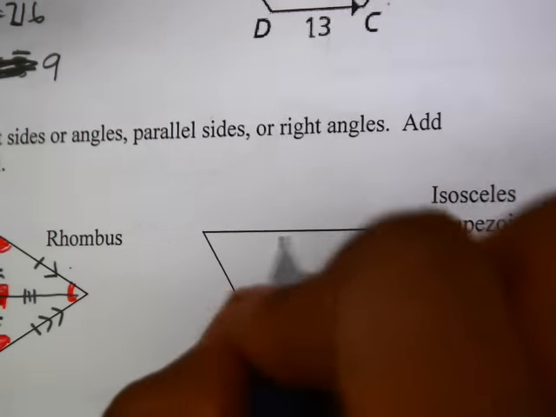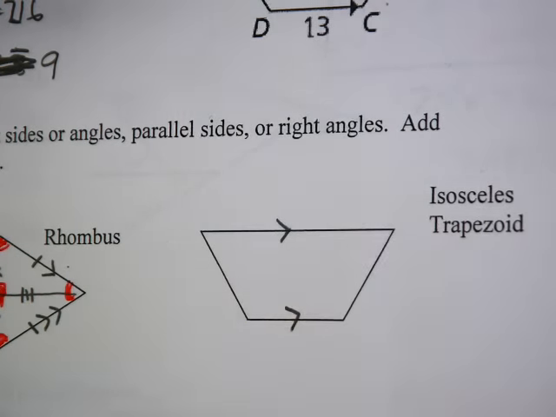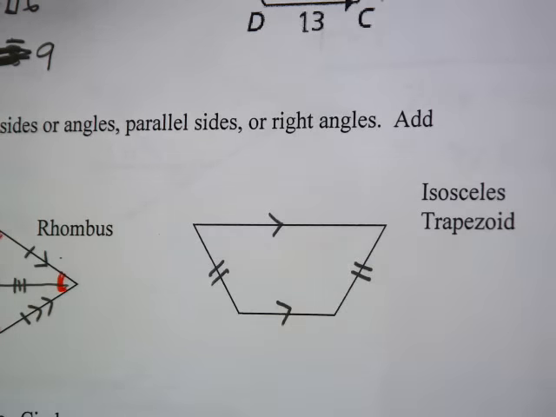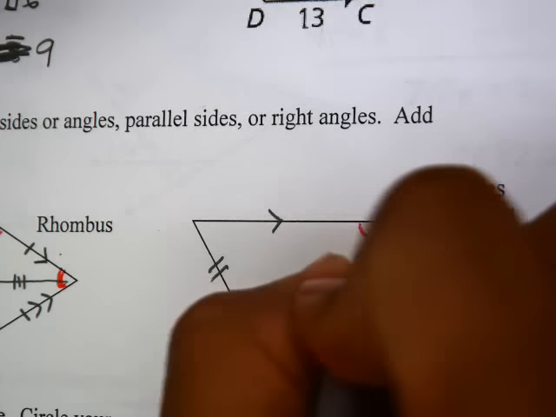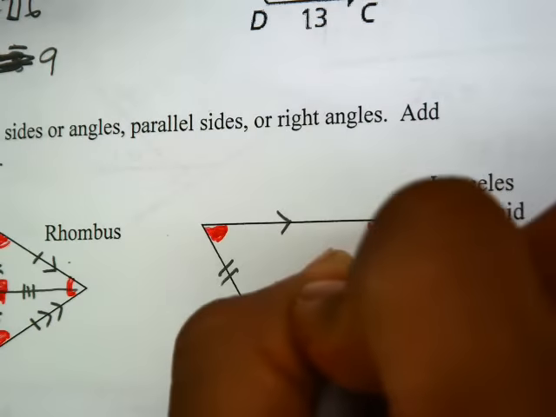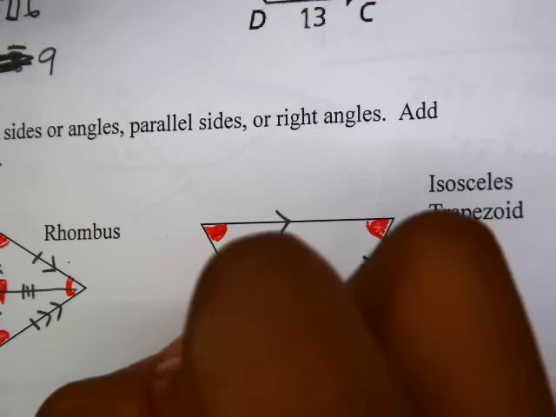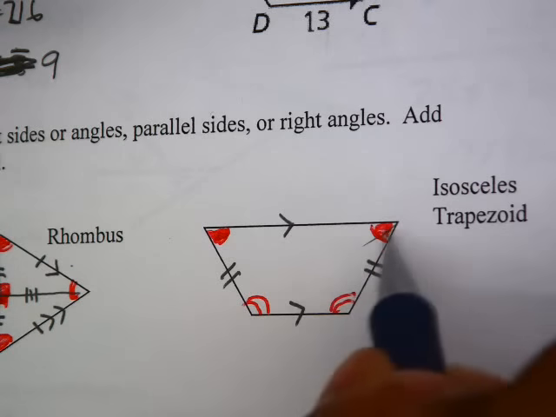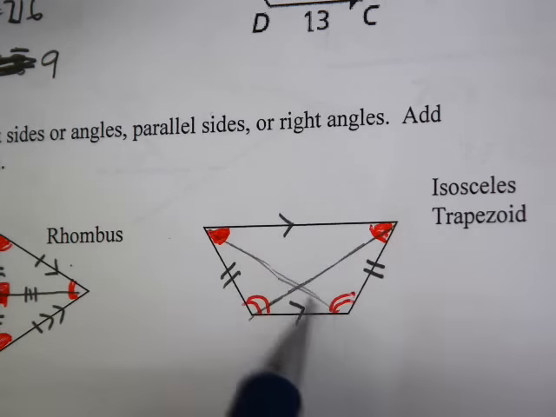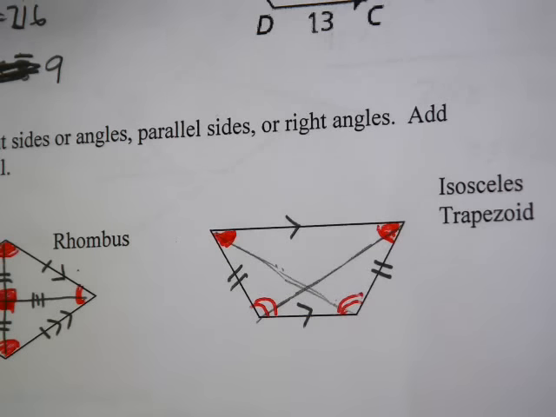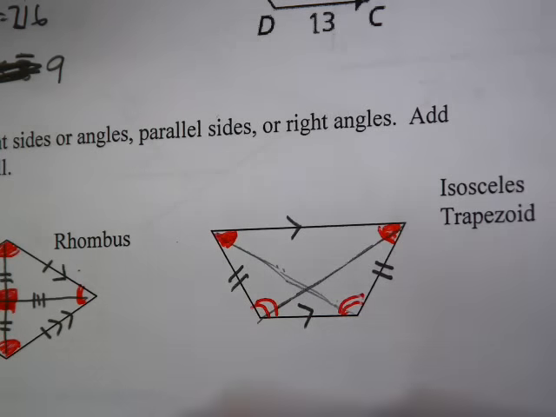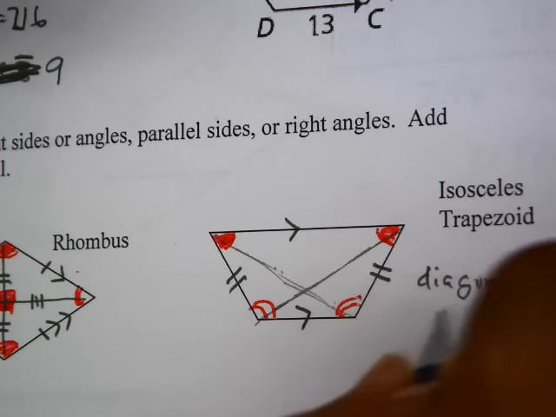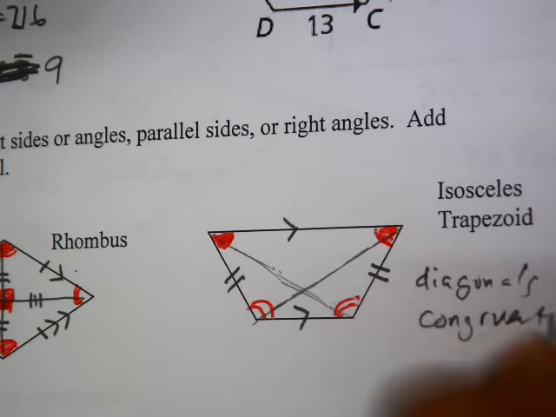In an isosceles trapezoid, to be a trapezoid, you only have one pair of parallel sides like that. To be isosceles, you have two equal sides. Because of that, you have these base angles being congruent, equal, and these angles being equal. And on top of that, the very last thing about trapezoids is the diagonals do not bisect. You see, they don't have equal parts this way, but the diagonals are also congruent. And that's pretty much everything on that.